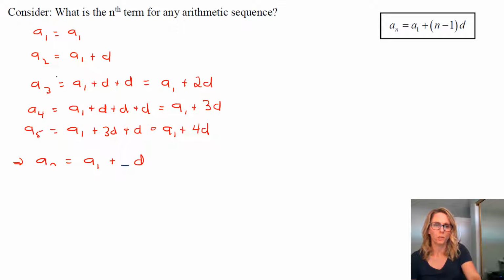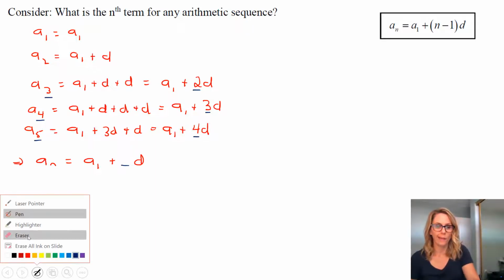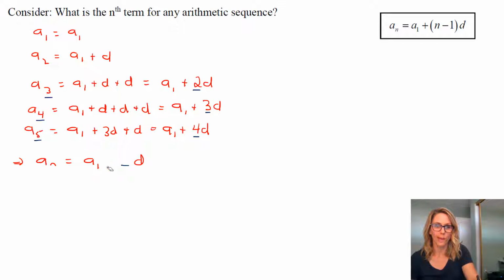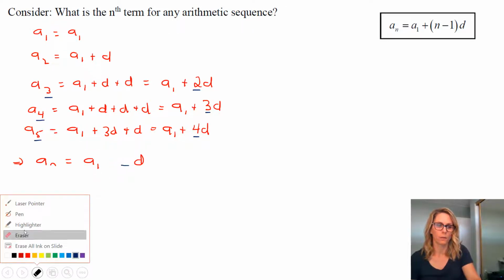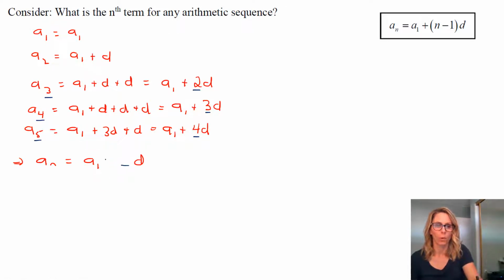And what I want you to notice is that, I'll start with the 3, it's easier to see. When we had a sub 3, we had a 2. When we had an a sub 4, we had a 3. When we had an a sub 5, we had a 4. So hopefully you see that what's happening here is we're being given a value that is 1 less than whatever the sub notation is.